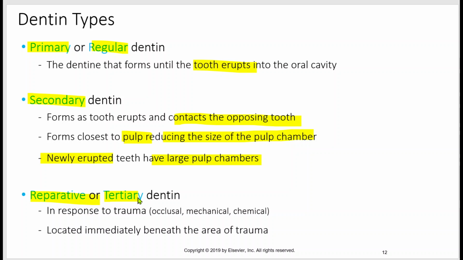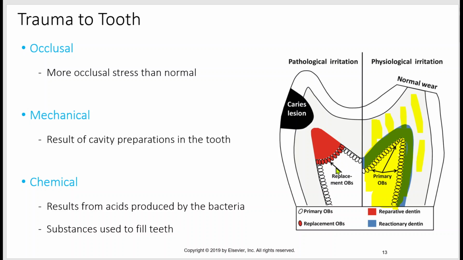Reparative dentin, or tertiary dentin, is dentin that is deposited in response to trauma, whether occlusal, mechanical, or chemical, and it is specific to the area where the trauma happens. Sometimes we put liners like calcium hydroxide to help with the tertiary dentin deposition. This picture shows that if we have trauma, some dentin might work to close that lesion.